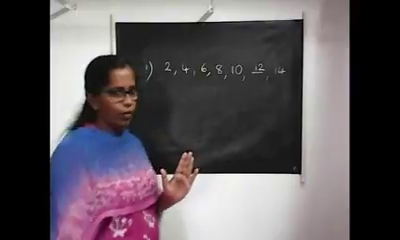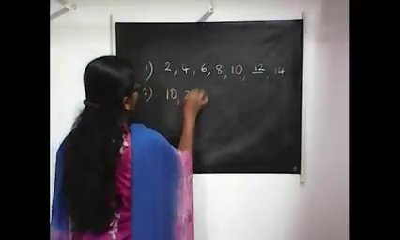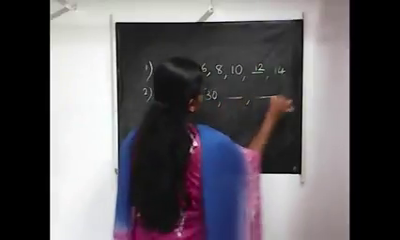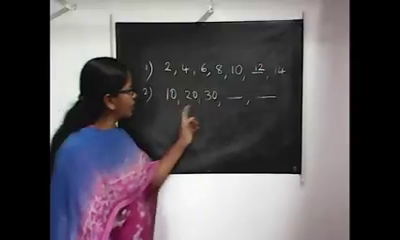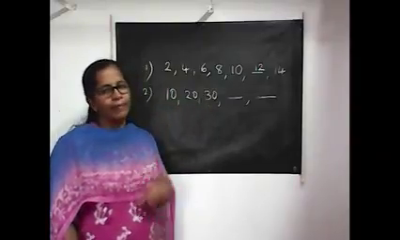Let us discuss one more. Yes, second question. Suppose I am giving 10, 20, 30, dash, dash. By looking at the three numbers given, you can understand what is the order I followed.